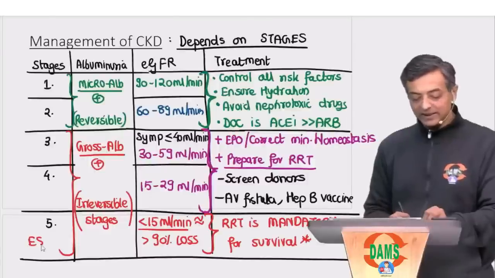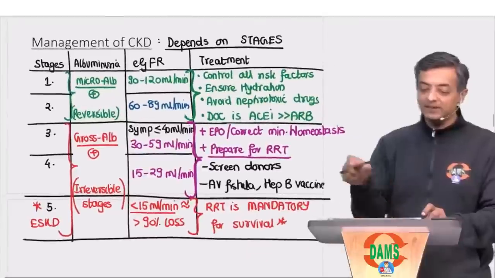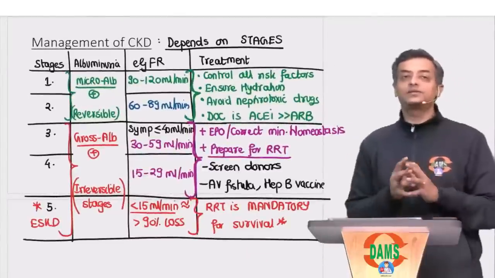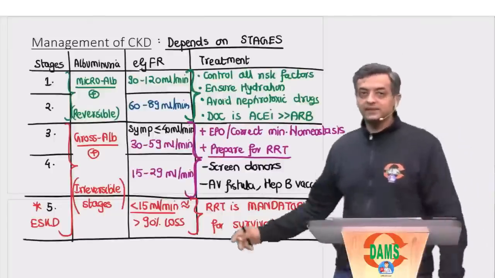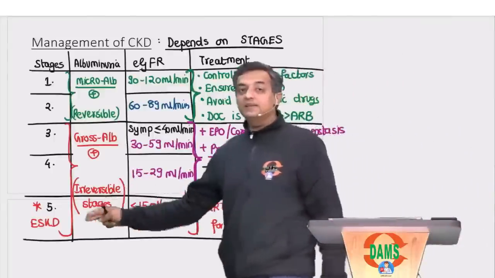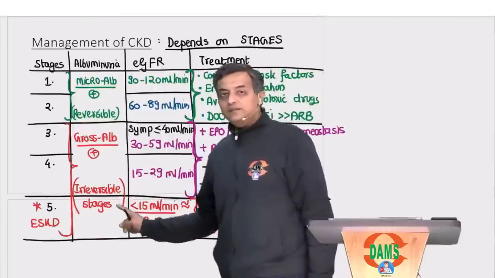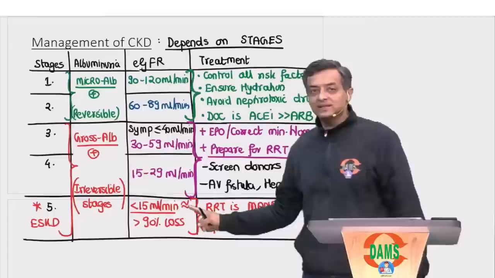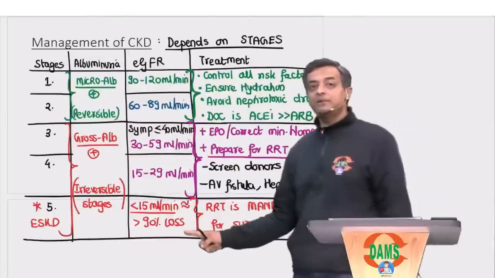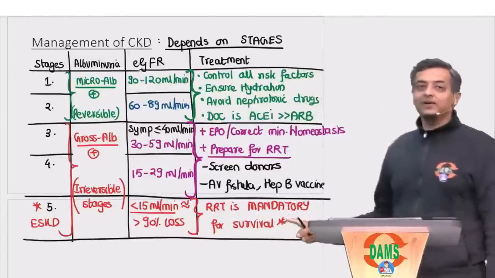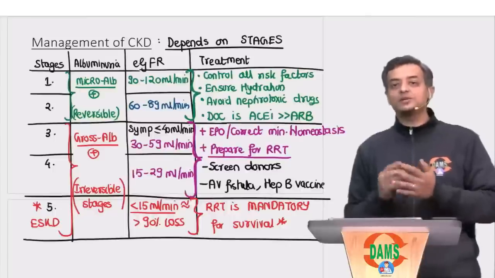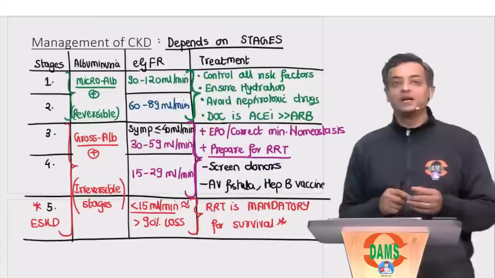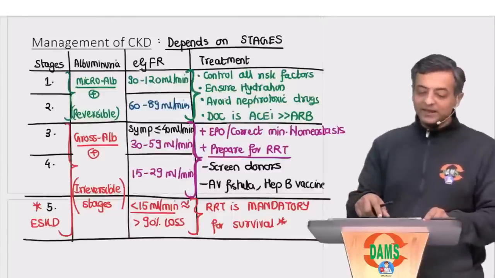And that is why it is called end stage kidney disease. So now you know, end stage kidney disease is nothing but stage 5 CKD, where damage is irreversible, GFR is less than 15, 90% gone, and the patient cannot live without renal replacement therapy. Bringing us to the last point in nephrology: renal replacement therapy.